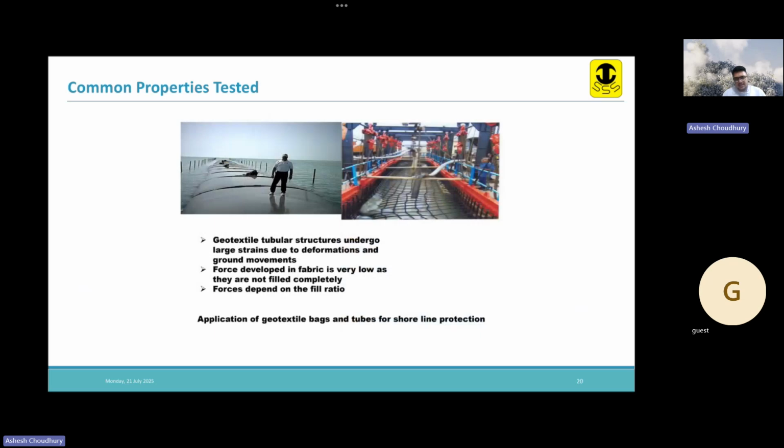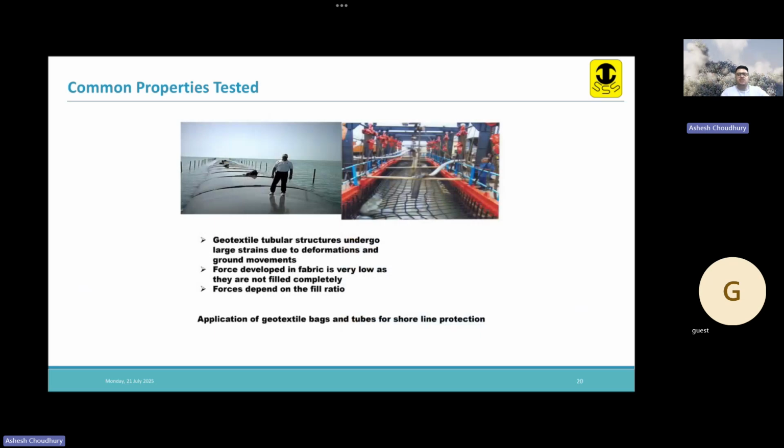Now, geotextile can also be used to make some tubular structures, tube-like structures. These are known as geotubes. Geotextile tubular structures undergo large strains due to deformations and ground movement. These geotubes are used on shorelines for shore protection, to protect the seashore from the impact of the waves. We generally use this for shoreline protection.